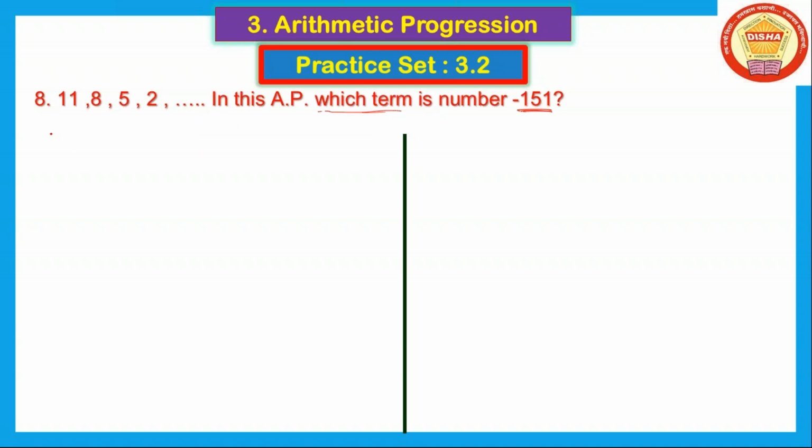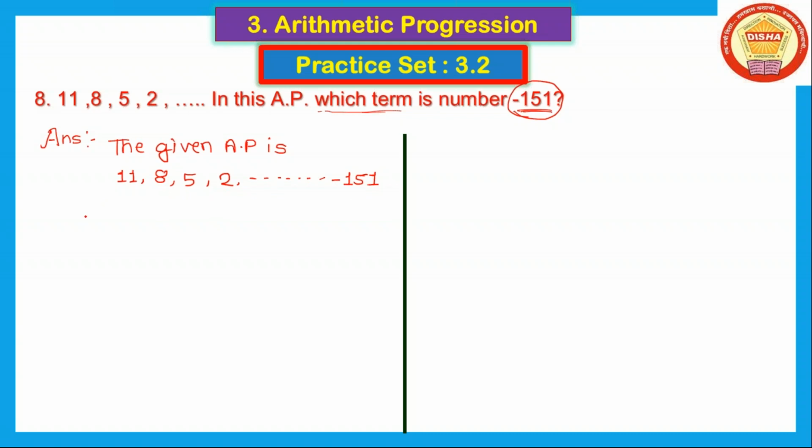Okay, so in the answer we write here: the given AP is 11, 8, 5, 2, dash dash dash, and the last term we consider here is negative 151. This negative 151 is a number present in the given sequence, the given arithmetic progression. दिलेल्या arithmetic progression मध्ये negative 151 ही एक term आहे.